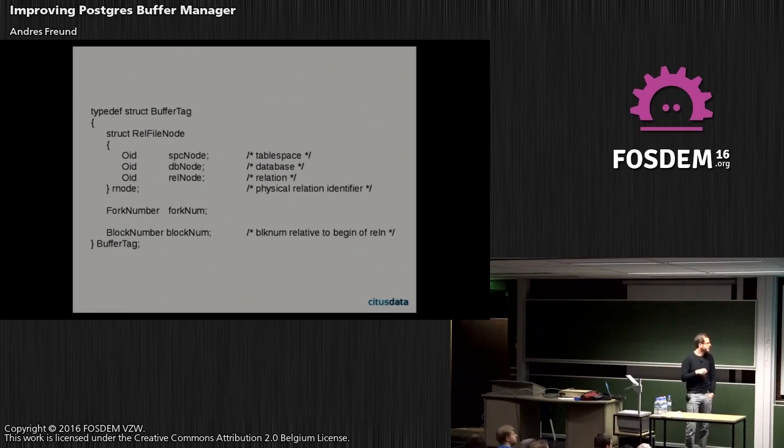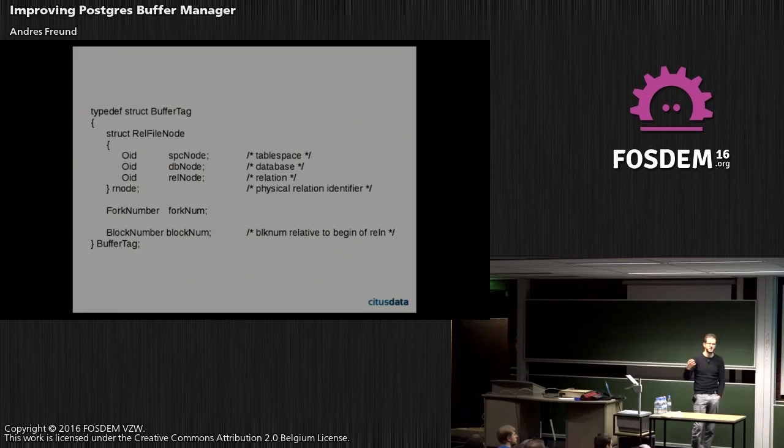So the buffer tag, which is the bit we use to identify buffers, currently consists of these three. We know which table space the data is in. We need to know which table space it is in, we need to know which database it is in, and we need to know which relation it is in. The relation here can be an index, or it can be the table itself. And we need to know the fork number. The fork number is where we store additional information about a table, for example, where there's free space in the table, or something like that.